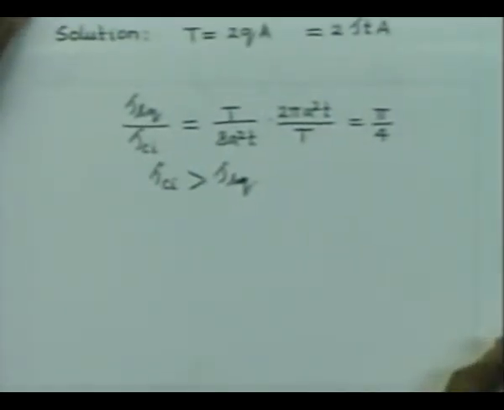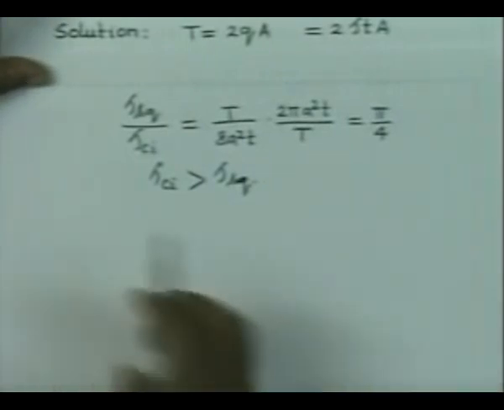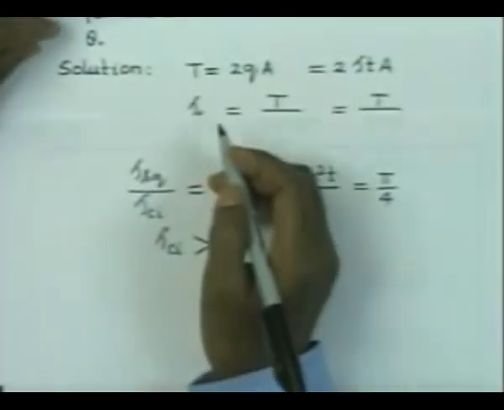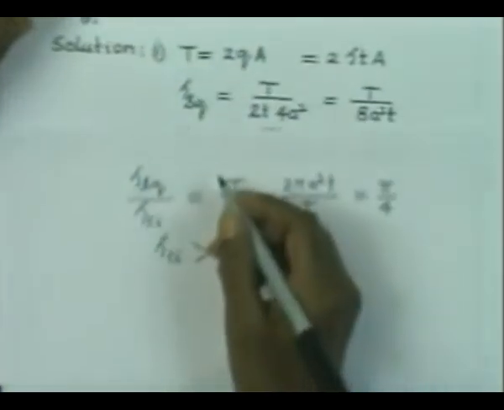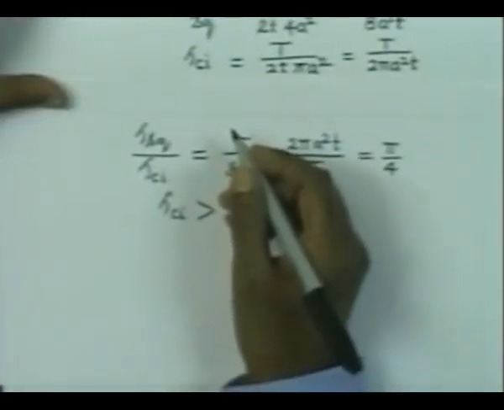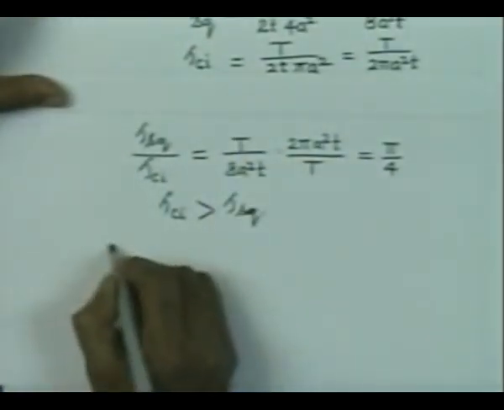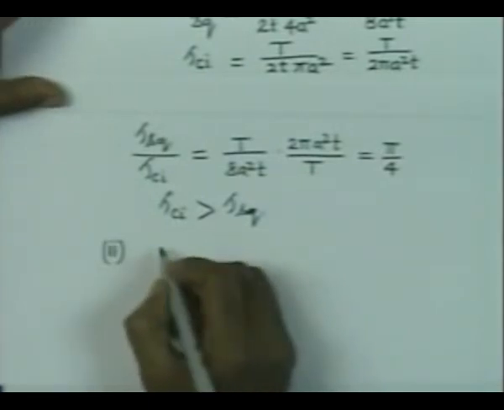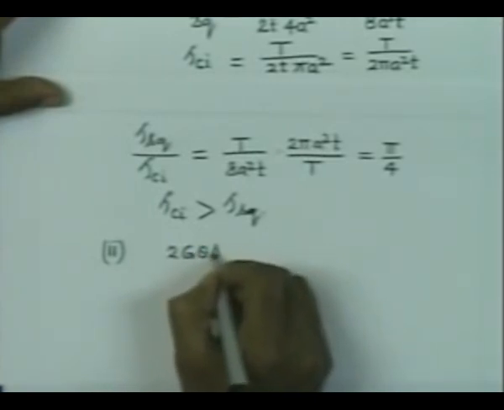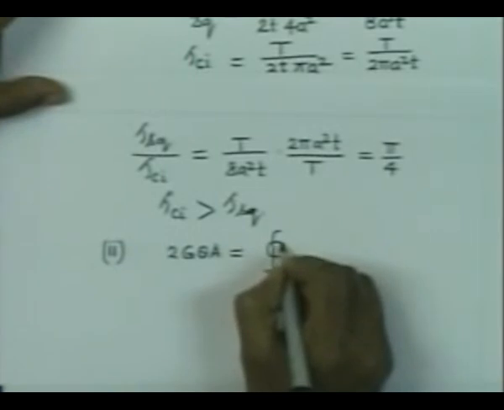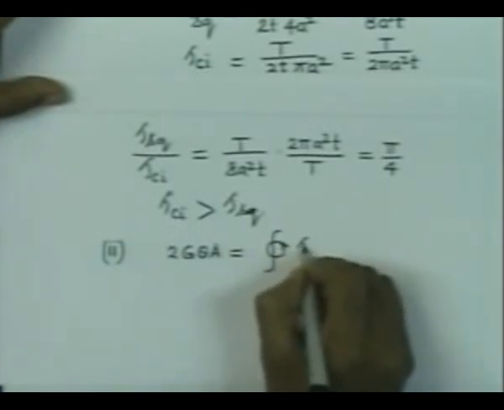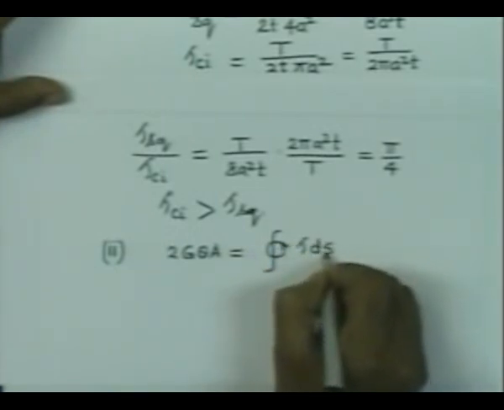Let us obtain the solution for the second part. So, this is our solution for the first part. We will now look into the solution for the second part. For that, we make use of equation number 2, which is 2 times G theta A is equal to the integral of tau ds.